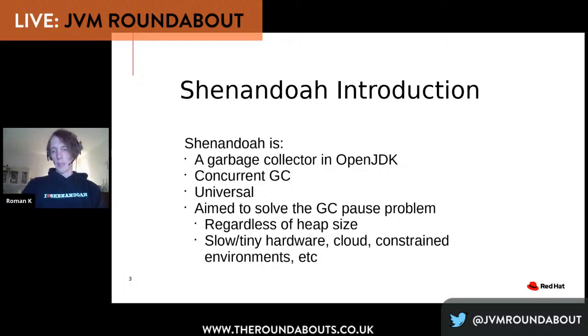The aim here is to solve this GC pause problem, regardless of heap size, regardless of tiny hardware or whatever constrained environment you have. And Shenandoah is also made to be universal in the sense that it has no restrictions on operating systems or hardware or anything like this.